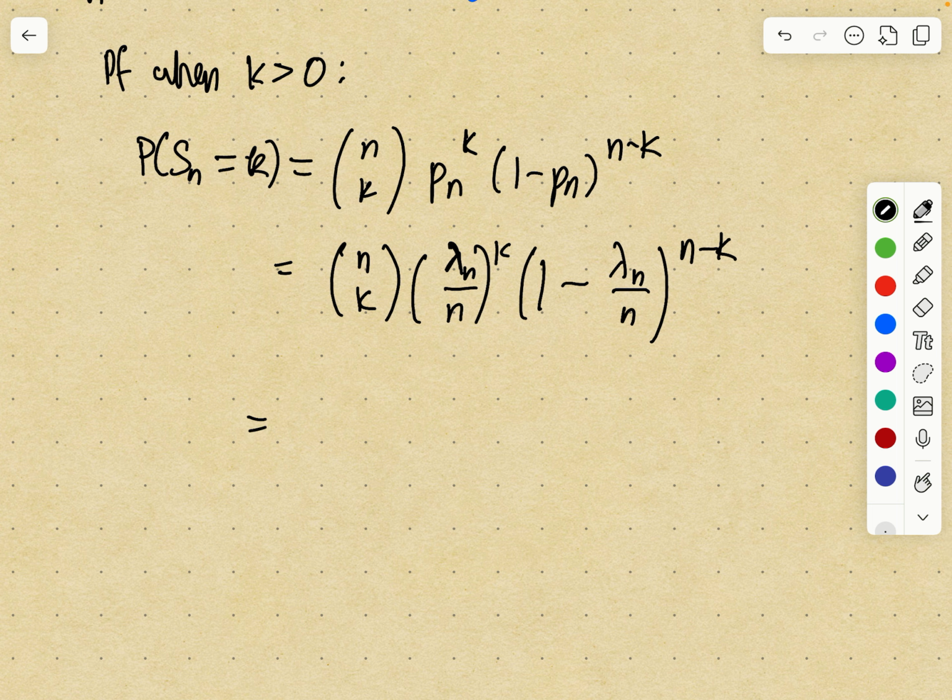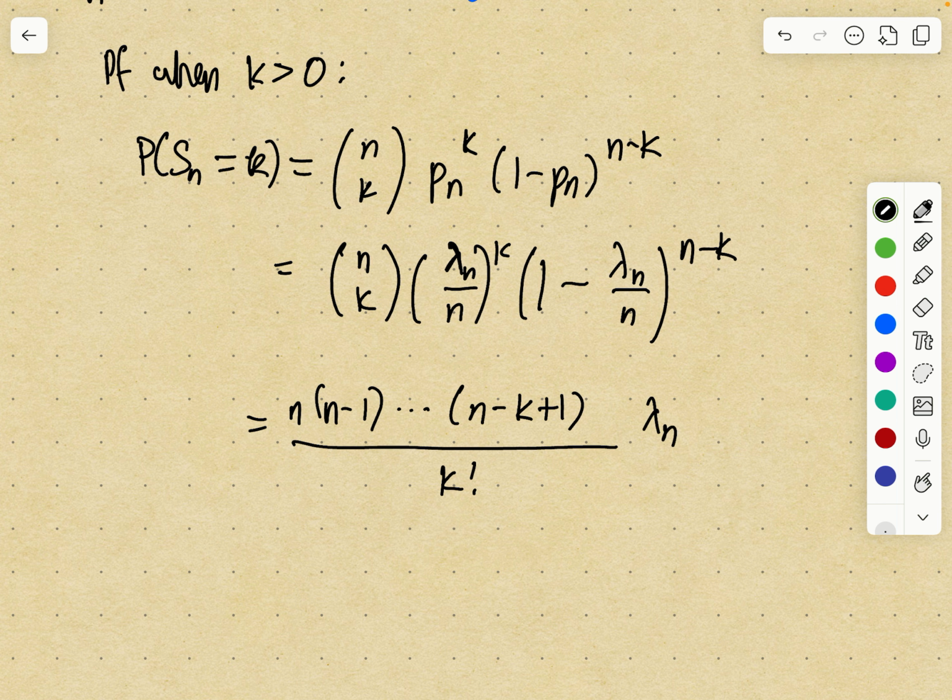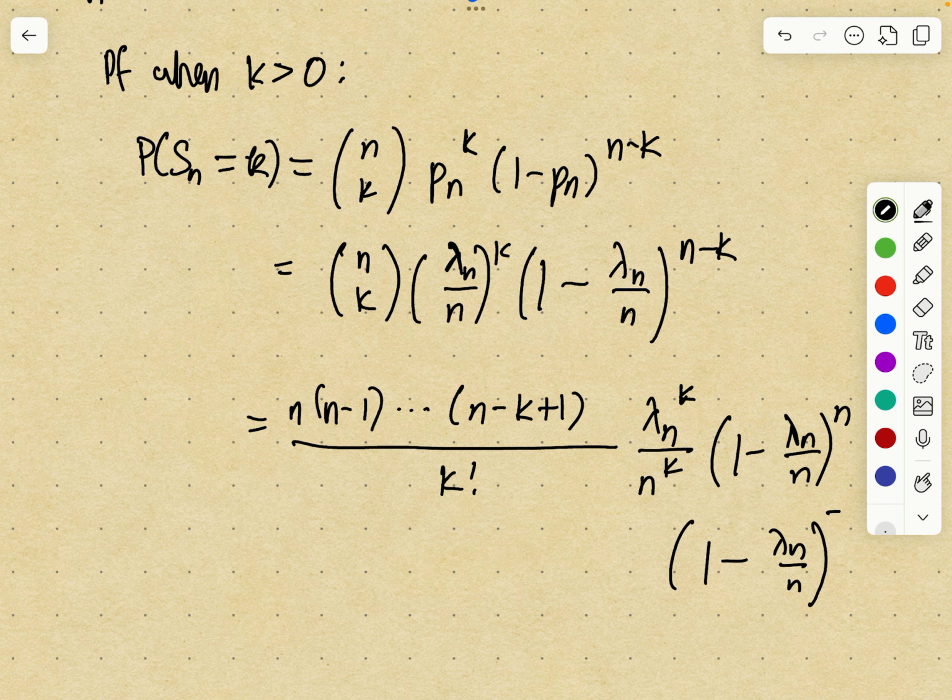Now let's write out the n choose k, right? That's n factorial over k factorial times n minus k factorial. When you write out n factorial over n minus k factorial, you get n times n minus 1 dot dot dot up to n minus k plus 1. So you have that over k factorial, and then you have lambda sub n to the k over n to the k power, and then you have 1 minus lambda sub n over n to the n power times 1 minus lambda sub n over n to the minus k power.